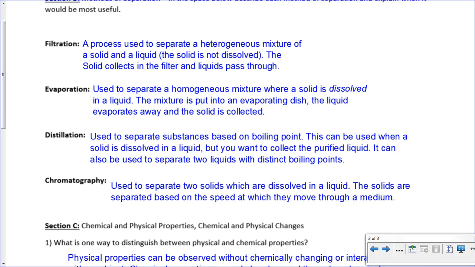For evaporation, what we have here usually, what we're trying to separate is a homogeneous mixture where a solid is dissolved in a liquid. All right, so like salt water where the solid gets dissolved into the liquid.